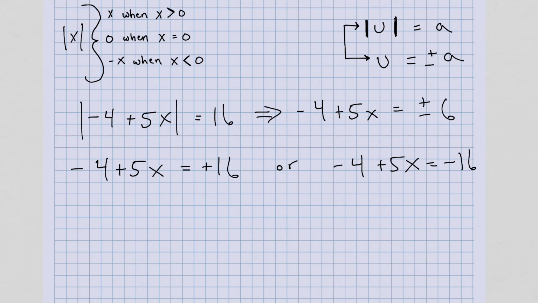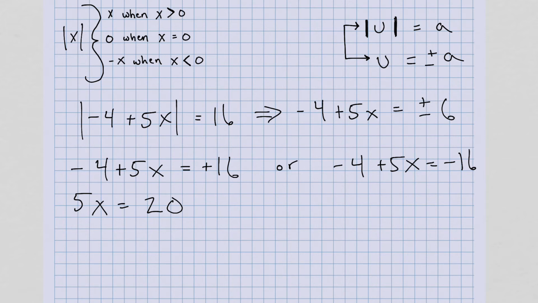Solving for x on this first one, we'll do our transpose and apply. Here we have negative 4, so 4 is being subtracted on the left-hand side. To get rid of it, we have to add 4 to both sides. Adding 4 to both sides, we get 5x equals 16 plus 4, which gives us 20. All I did is transpose and apply.